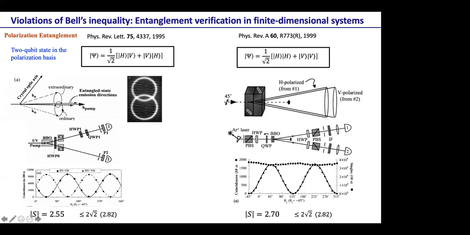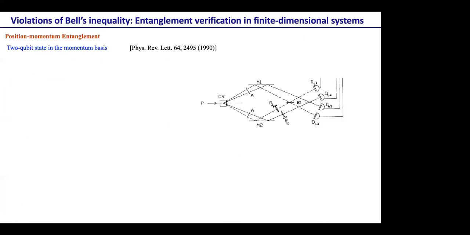So again, these are just different configurations for making the states that you want. These are not the only two configurations that can give you polarization entangled states. There can be an infinite number of configurations by which one can produce customized states. These two are just examples, but they're very famous experiments. Okay, now, so far it was about the violation of Bell inequality in polarization and continuous variable.